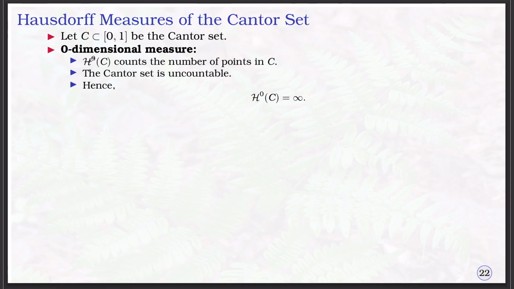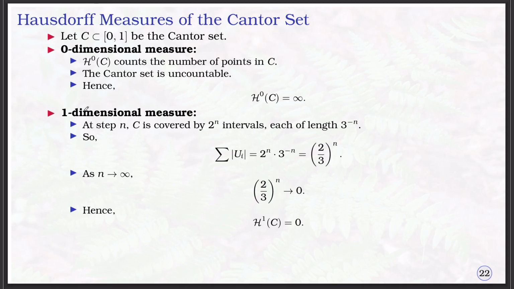Now let us try to find the Hausdorff measure for the Cantor set. First, the 0 dimensional measure, that means we can find the number of elements in the Cantor set. H0 of C counts the number of points in C. The Cantor set is an uncountable set. So hence H0 of C is infinity. Now for the one dimensional measure of the Cantor set, we found the 0 dimensional is infinity. Now we are finding the one dimensional measure at any step n.